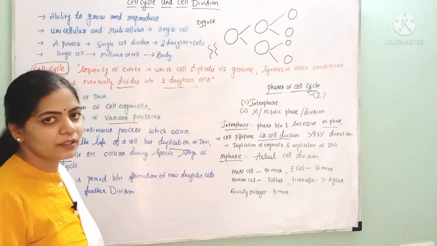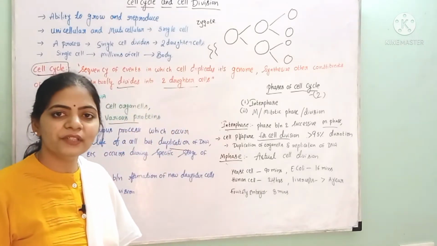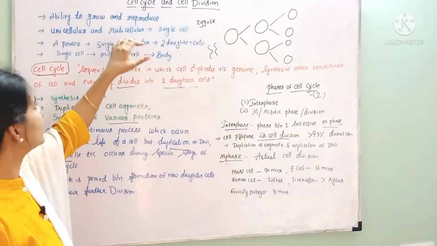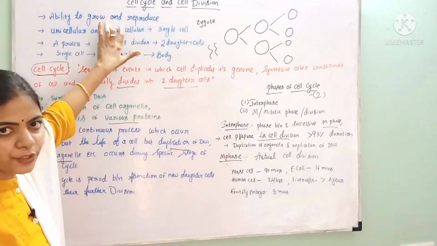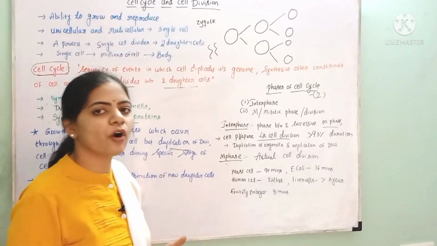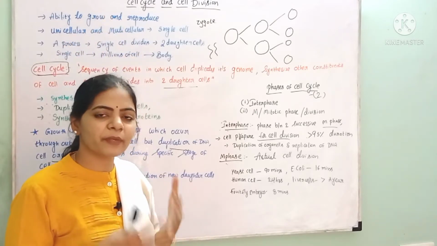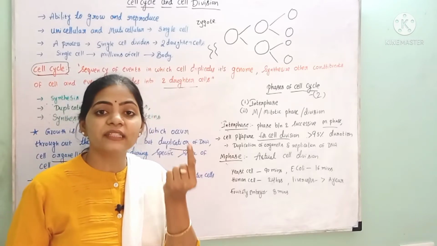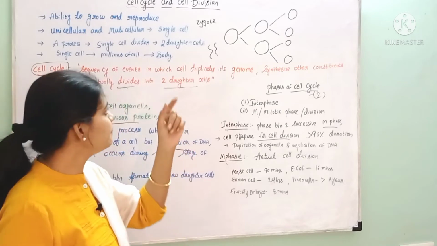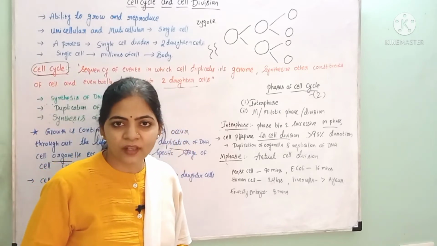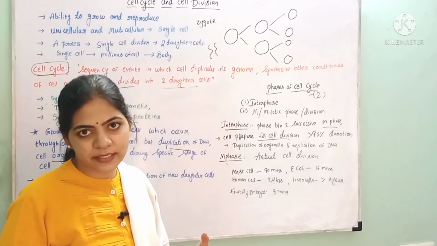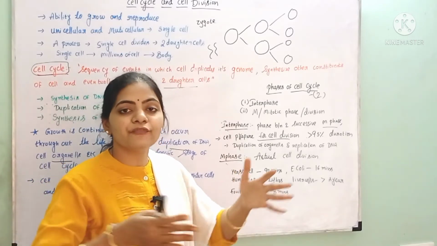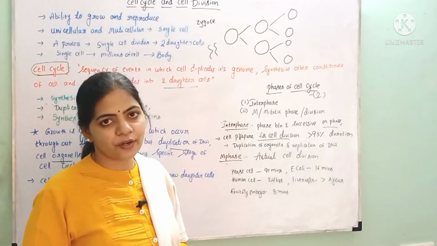We see the cell, what will happen? The cell will grow and reproduce. So, the property of the cell is that it can grow and reproduce. Any living organism, whether a unicellular organism or a multicellular organism, starts its life with a single cell. For example, we take the zygote. The zygote develops from a single cell, and then that zygote undergoes cell division and forms the body of a living organism.